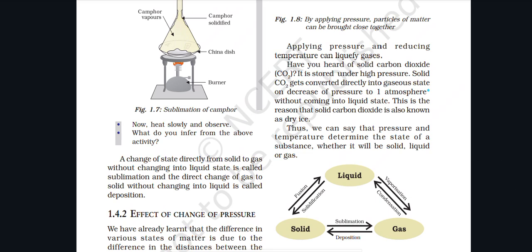Have you heard of solid carbon dioxide, which is solid CO2? It is stored under high pressure. Solid CO2 converts into gaseous state directly on decrease of pressure to 1 atmosphere without coming into liquid state. This is the reason that solid carbon dioxide is known as dry ice. Students, what is dry ice and what is the use of it?